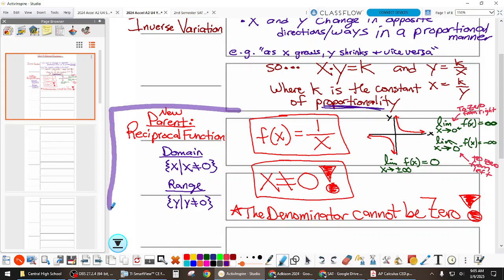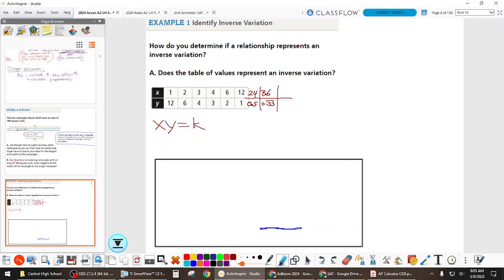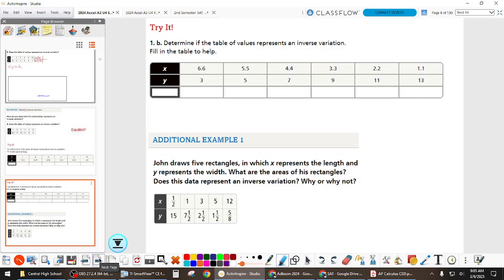Oh, shoot. So, new parent. Good? Yeah. Line. You just offended the reciprocal function.